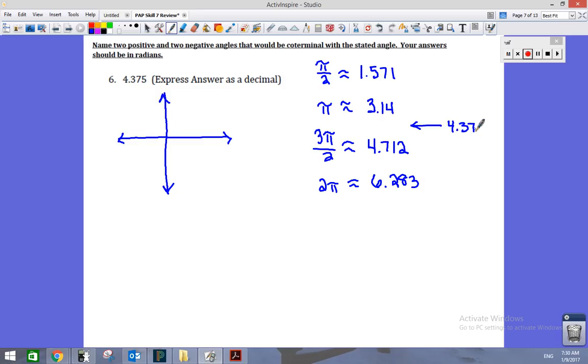4.375 is bigger than pi, but smaller than 3 pi over 2. So when I draw in standard position, I know I'm in quadrant 3, and that this angle, since it's positive, has a counterclockwise rotation of 4.375.